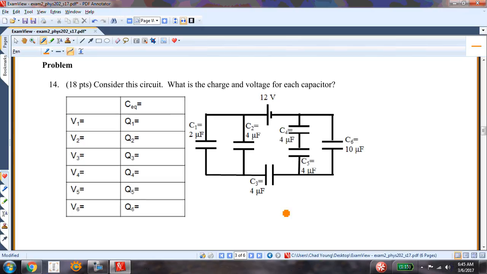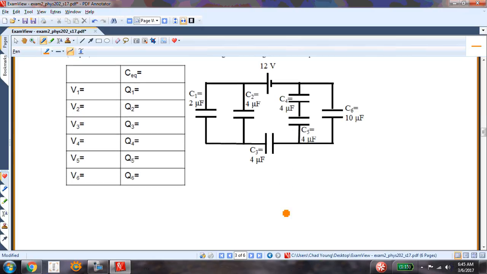All right, what are the charge and voltage for each capacitor here? Okay, well, first we just want to redraw this. So I'm going to start on my 12-volt battery going in this direction. Notice I have a break here, so I have 2 parallel branches that have C1 and C2 in them. That's 2 and 4 microfarads.